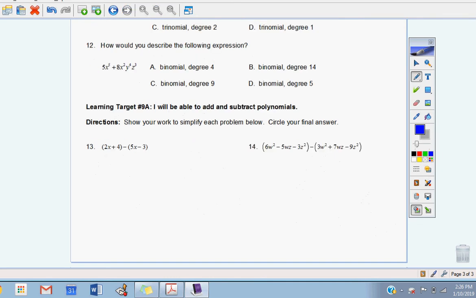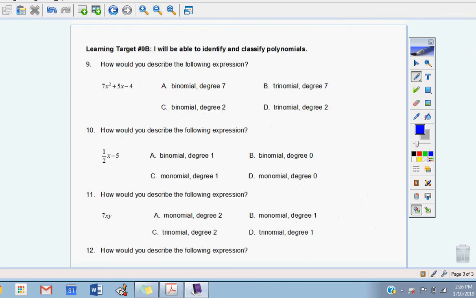All right, moving along to the back side now. Stuff we just kind of started to talk about recently. How would you describe the following expression? Well, first of all, it's a trinomial. So these are gone. And then what degree is it, 7 or 2? The highest power we see is a 2. The 7 is the coefficient, so it has a degree of 2.